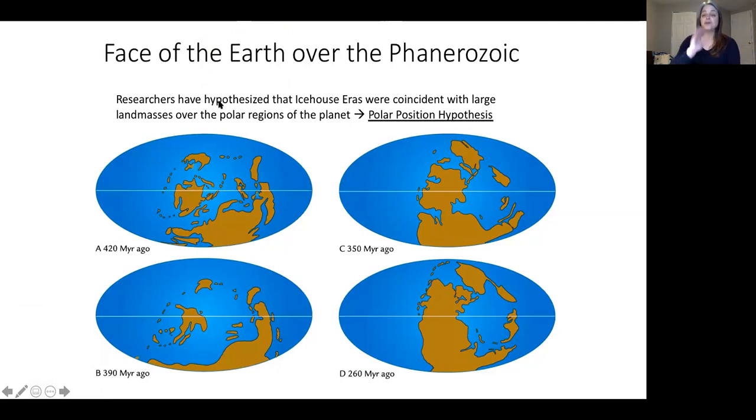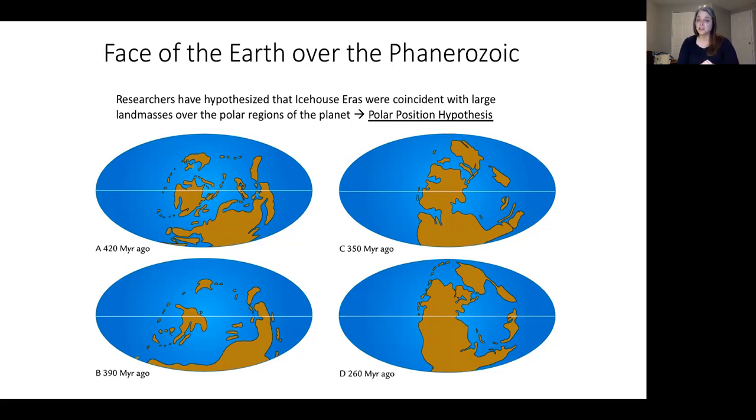All right, so now looking at that last 540-ish million years, one of the hypotheses was that the large land masses over polar regions of the planet, either the North Pole or the South Pole, were coincident with mass glaciation. So those icehouse eras only happened when we had ice over the poles. And so this became known as the polar position hypothesis.